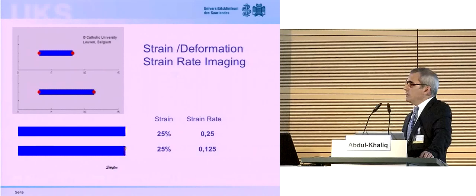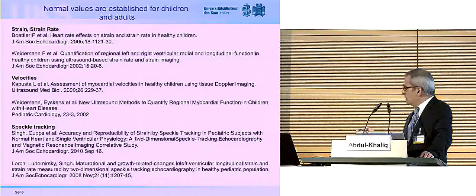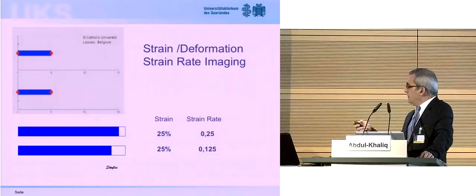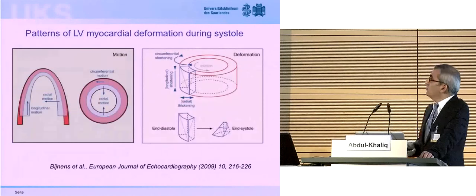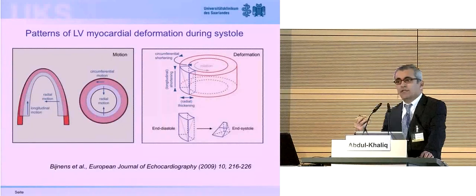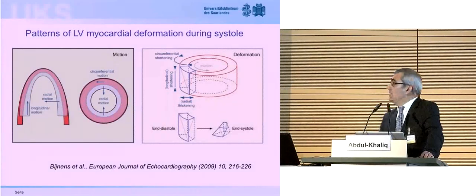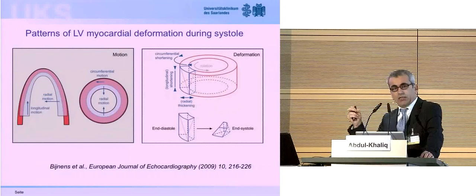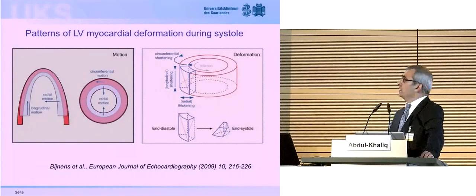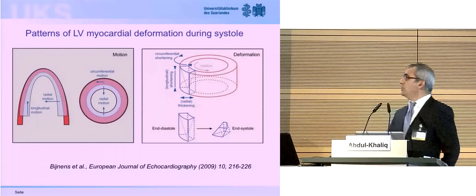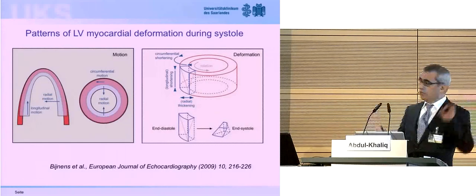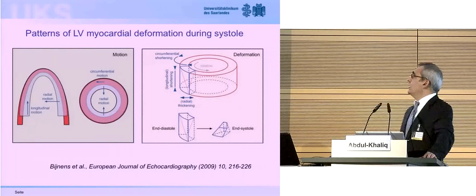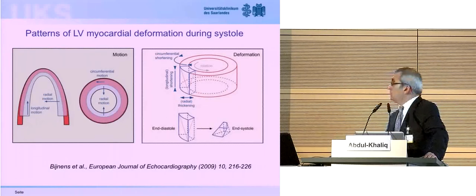And the deformation rate is simply the deformation per second. This bulk is deformed twice than this bulk, and it has higher strain rate or deformation rate. But we know that the ventricular wall is deformed not only in longitudinal direction, but also in three directions. We have a longitudinal deformation, we have a radial deformation, and we have circumferential deformation. And this deformation has to be also considered.